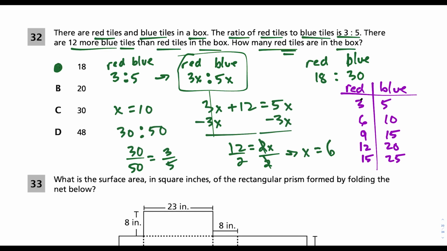And then finally, I do it once more. 3 times 6 would give me 18. 5 times 6 would give me 30. And notice these two are definitely 12 away from each other. So this would be the mystery pair here. There would be 18 red tiles. Choice A is still our answer.